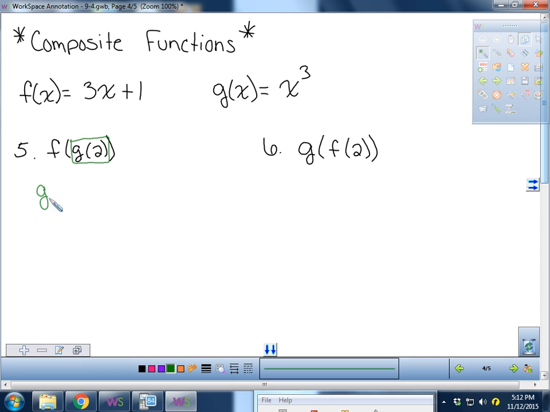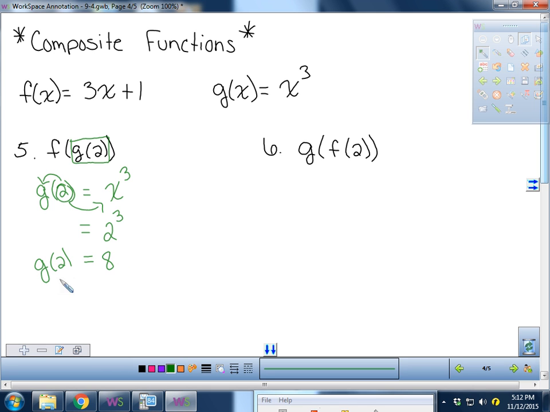So let's figure out what g of 2 is. Remember, this just means that I plug 2 into the g for the x. So g of x is x to the third. I am going to plug this 2 in for x. That gives me 2 to the third power, which is 8. So g of 2 is the same thing as 8.